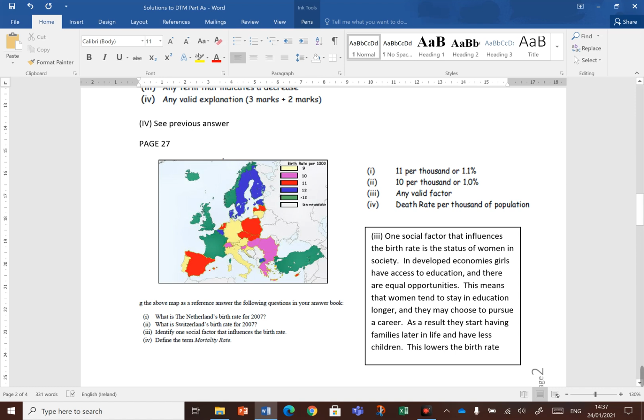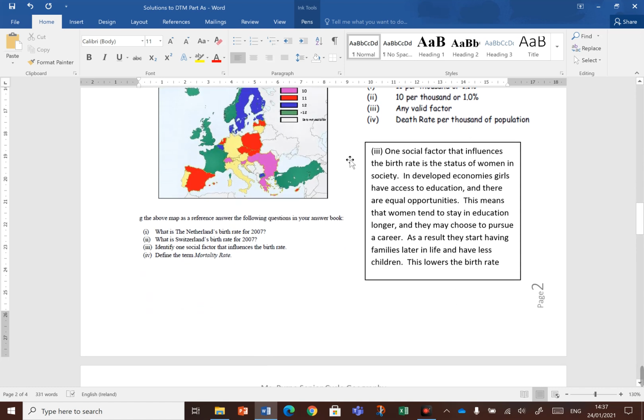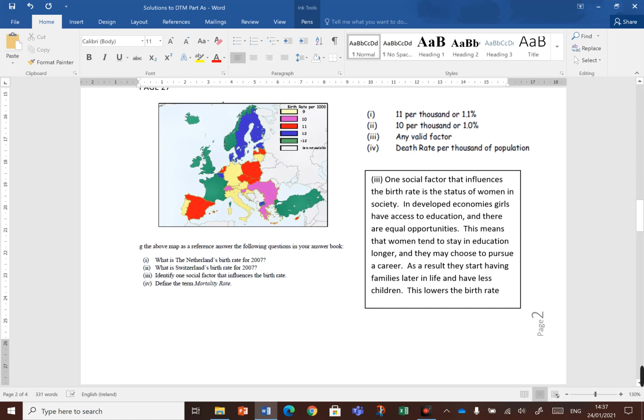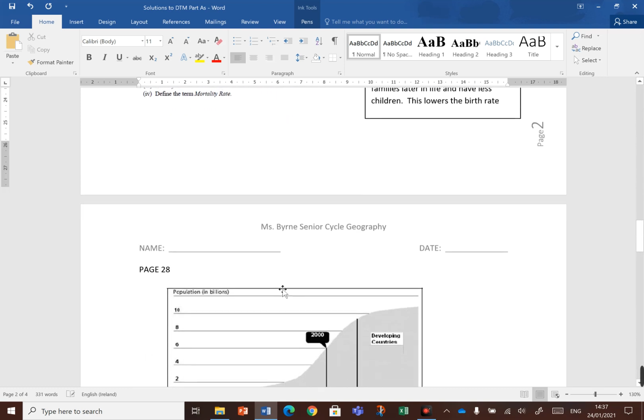Define the term mortality rate. So this is the death rate. So you should have got that. Oh, it has it there. Death rate per thousand of population. Again, that looks like it was a 5, 5 and 5, and this being 3 and 2 marks for your SRPs.